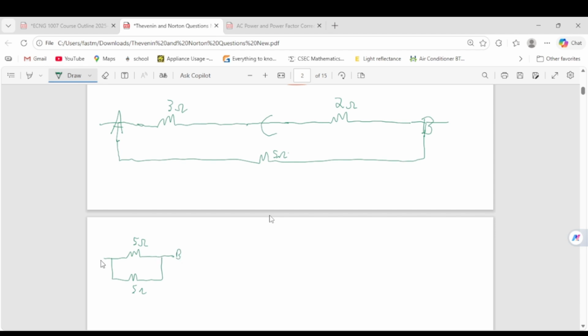We have B and A, so it has two ways. Anytime you have resistors of the same value in parallel with each other, the equivalent resistance will just be half of one of them. But the long way to do it, anytime you have two resistors in parallel, the total will be the product of the two resistors over the sum of the two of them.